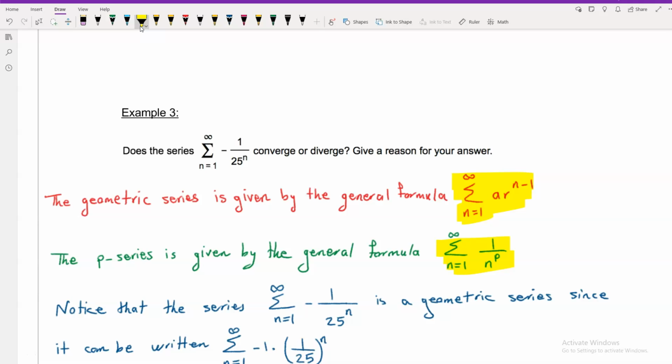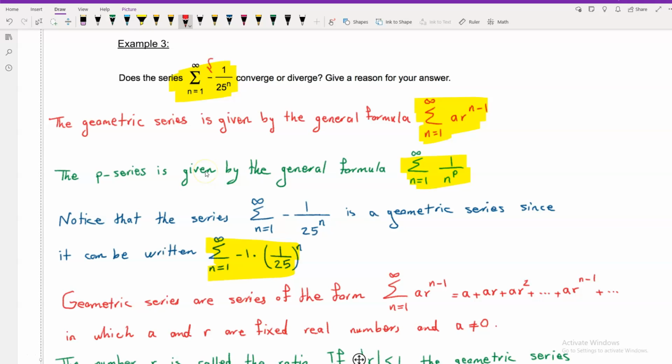Notice that the series, the sum of (negative 1 over 25) to the nth power, from 1 to infinity, is a geometric series, since it can be written as the sum of negative 1 times (1 over 25) to the nth power, from 1 to infinity. This is exactly the same as what was given here, but I used negative 1 times instead of this negative sign. So we have negative times 1 over 25.